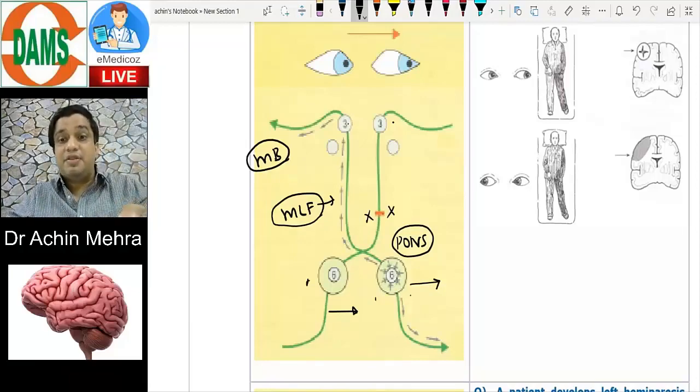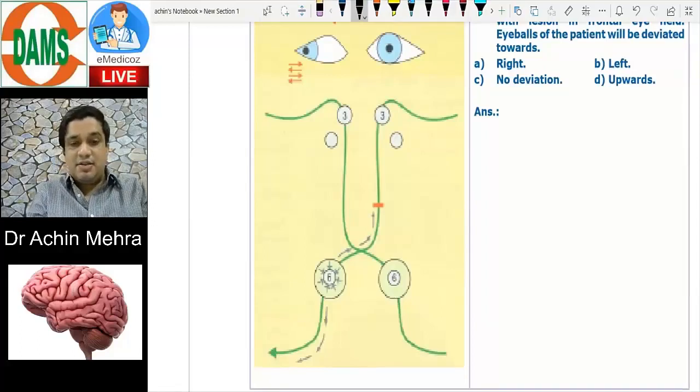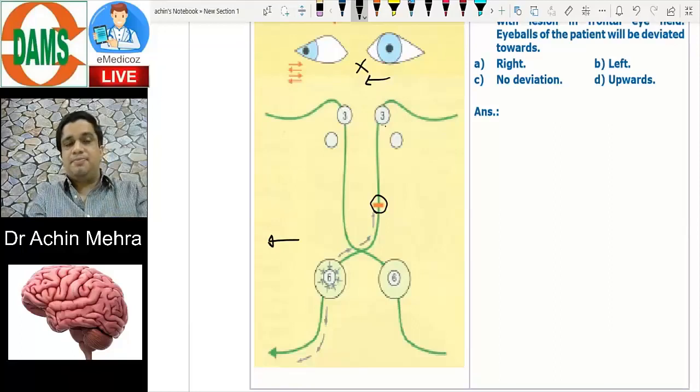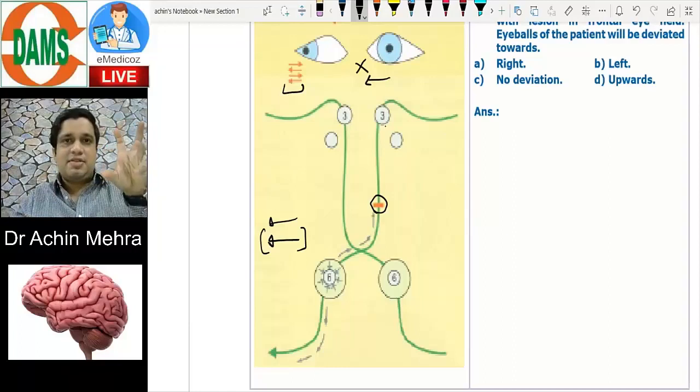So what can be the deficit? Look at this now. Sixth here, yes, will work and abduct the eyeball. But the third on the opposite side will not get the signal from here, right? Because of this, there is no adduction of the eyeball seen this time. So this eye will abduct by getting a continuous signal from the frontal eye field, and this continuous signal will induce a jerky movement on the lateral gaze known as the nystagmus.